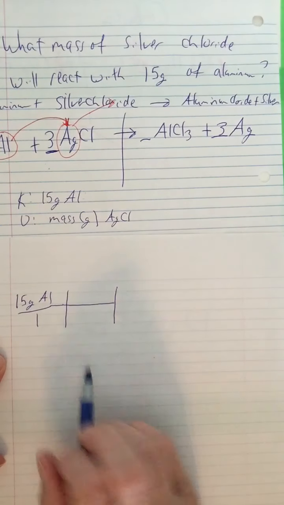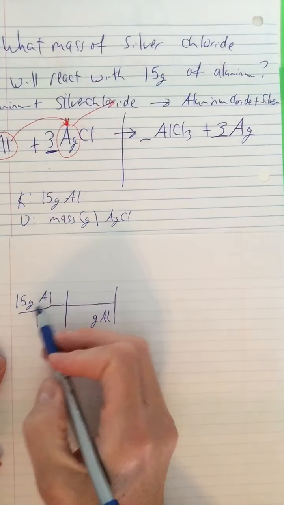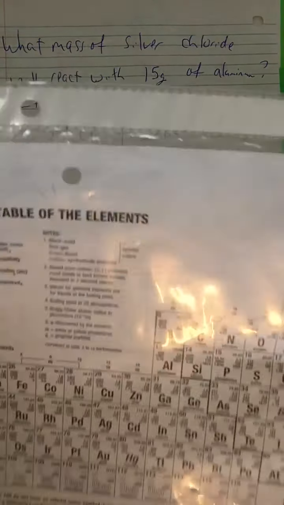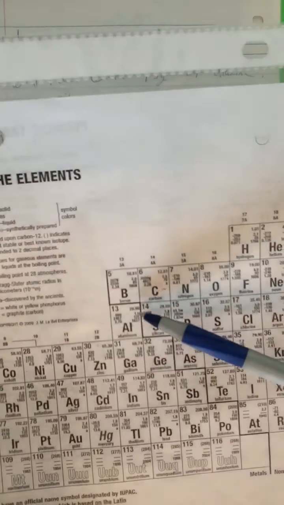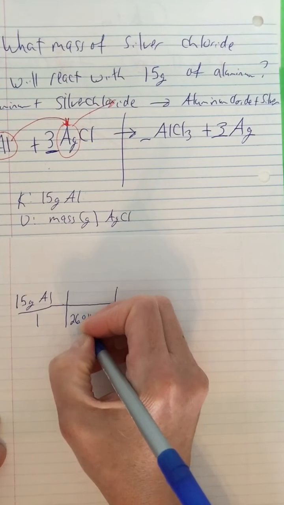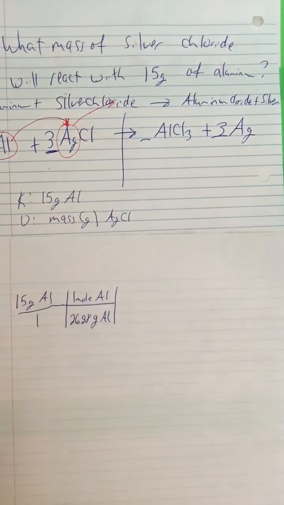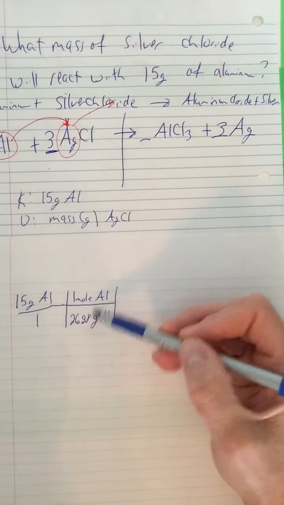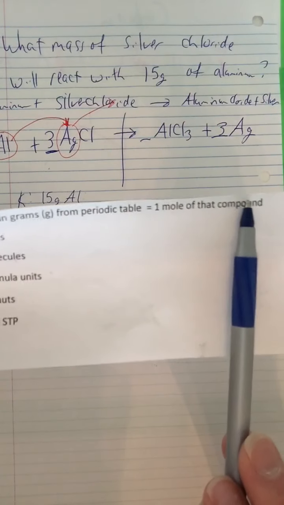I'm going to put grams on the bottom. Grams of aluminum are going to go on the bottom because I'm trying to get rid of grams of aluminum. Well, just go find out what the grams of aluminum are from the periodic table. Grams of aluminum, I can see right there, is 26.98. So 26.98 grams of aluminum is 1 mole of aluminum. This conversion factor is one you've done 100 times.